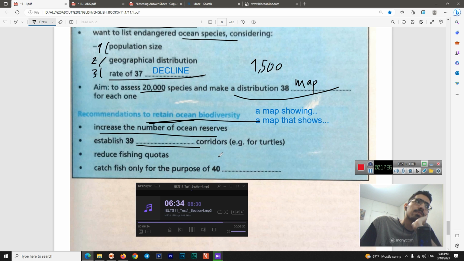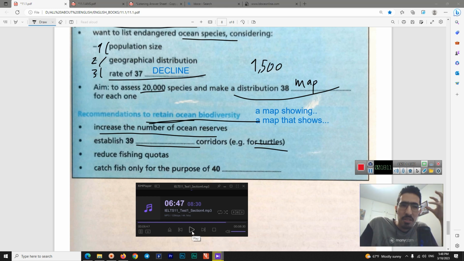In addition, to preserve species such as leatherback turtles, which live out in the high seas but have their nesting sites on the American coast, we need to create corridors for migration. So here also the word nesting was in my mind, like nesting didn't make sense.